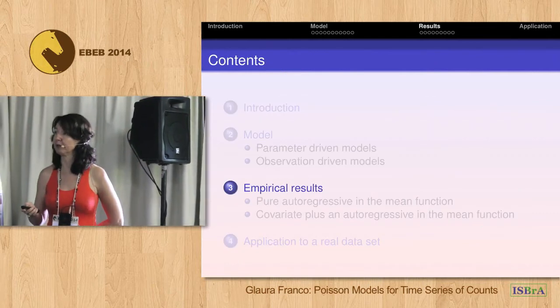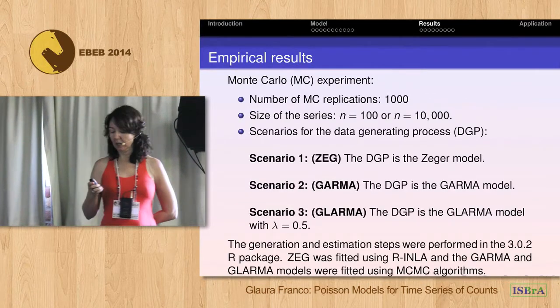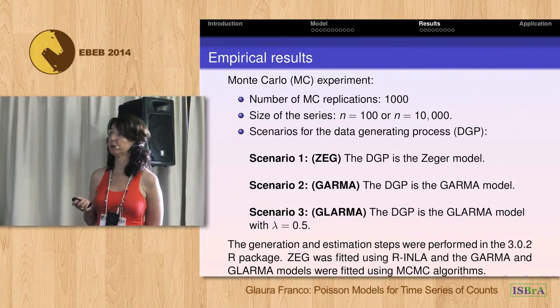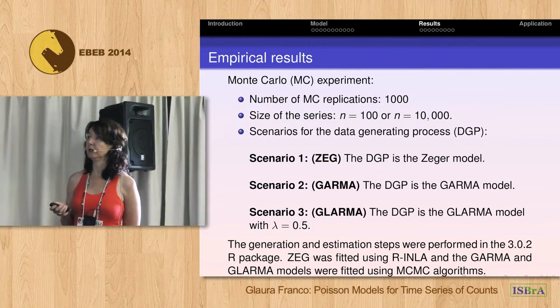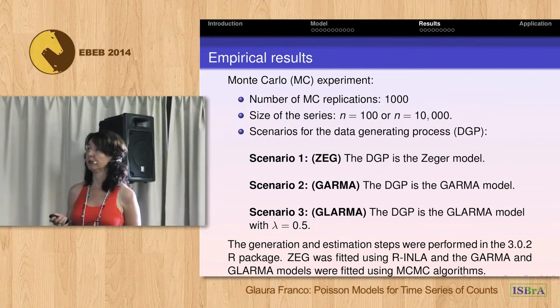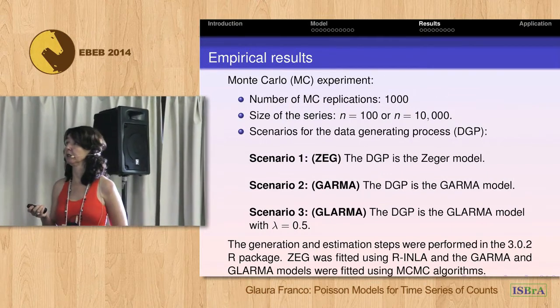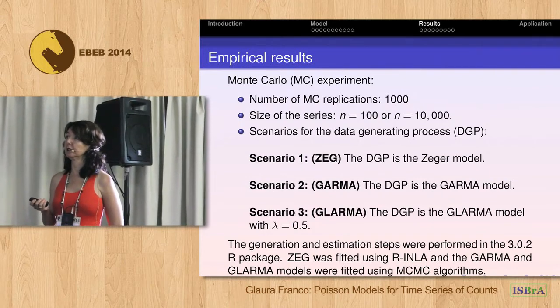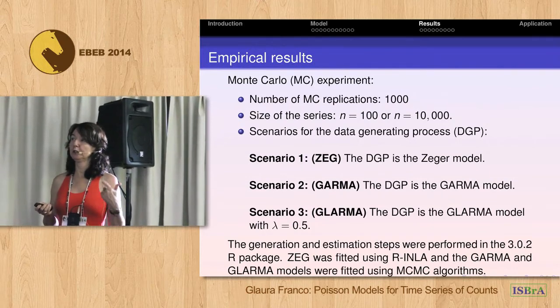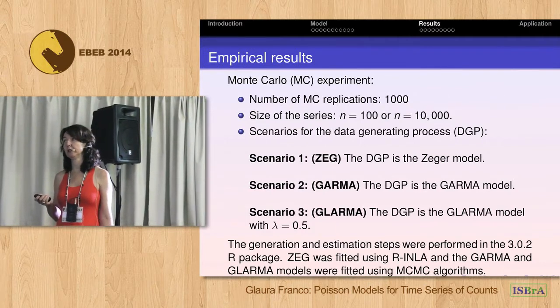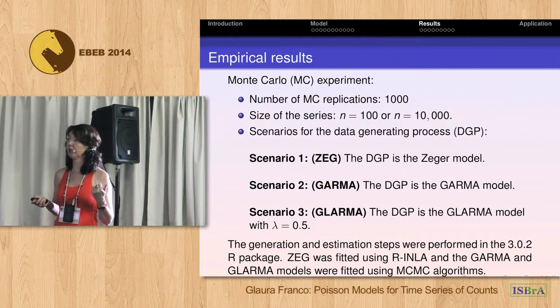Just showing some empirical results. We simulated an extensive Monte Carlo experiment with 10,000 replications when we have series of size 100, but we also tried a very large series, size 10,000, and we simulated the series from 3 scenarios. So the first one, when the series was generated by the parameter-driven model, the other one, the series is generated from the GLARMA model, and the third one, the GARMA model.